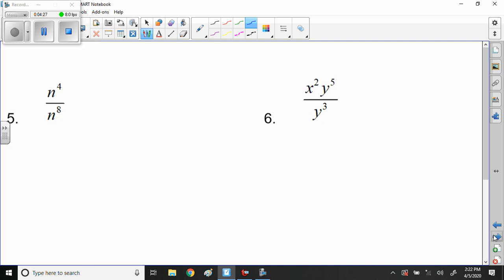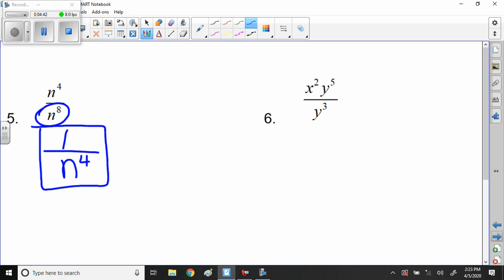If we look at number 5, our larger n, the 8, is in the denominator, so I'm going to go ahead and put n in the denominator, and then I'm going to subtract them. 8 minus 4 is 4. Now, I do need a 1 here to hold its place because it doesn't make sense to us in the math world if we don't have a numerator.